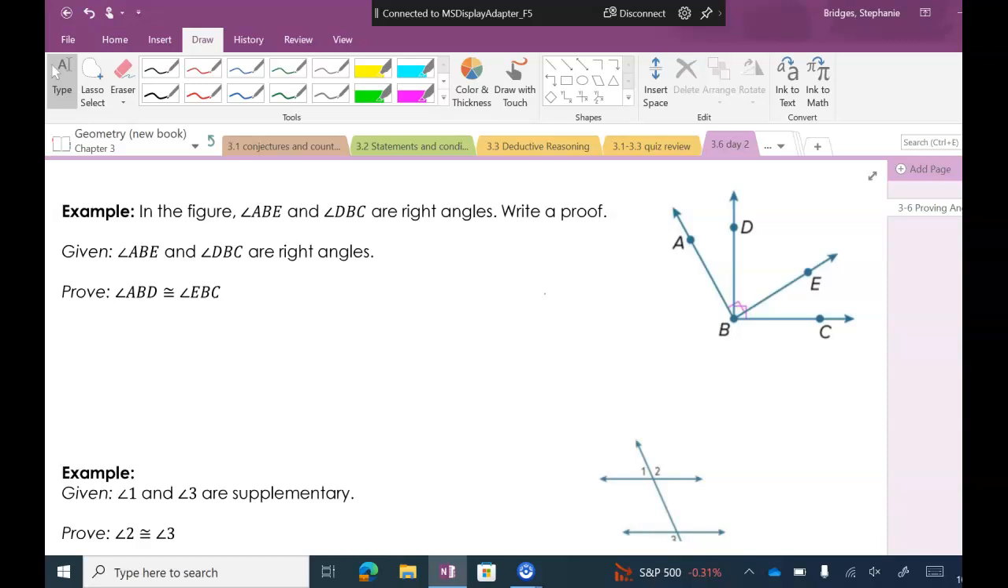Is that what I was trying to prove? Is it close to what I was trying to prove? Yeah. If they're equal, can I now say they are congruent? Yeah. So then I can just say that angle ABD is congruent to angle EBC because of the definition of, to go from equal to congruent, that's the definition of congruence.